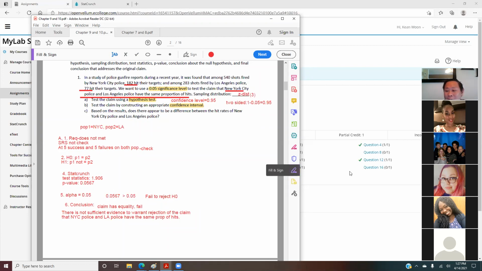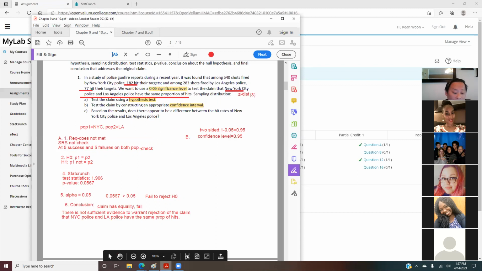That's why I don't assign a lot of homework here, because you have to do all this. So in part B, you are doing the confidence interval. The first thing you need to know is your confidence level. Since this is a two-sided test, the confidence level is 1 minus alpha, and alpha in this case is 5%. So you have to use 95%. So part B is very easy.